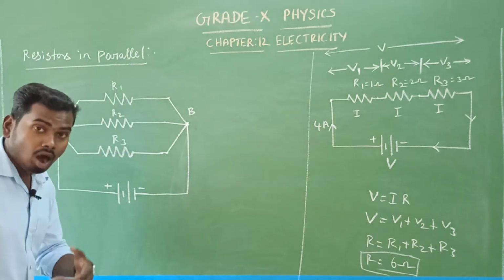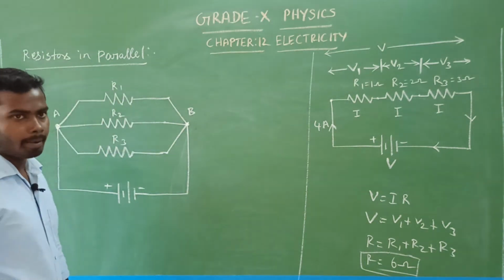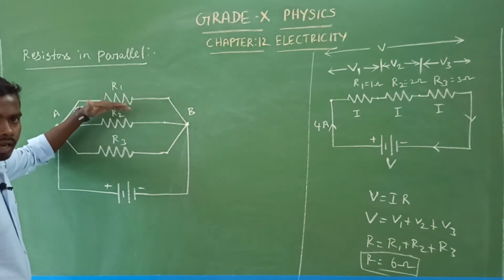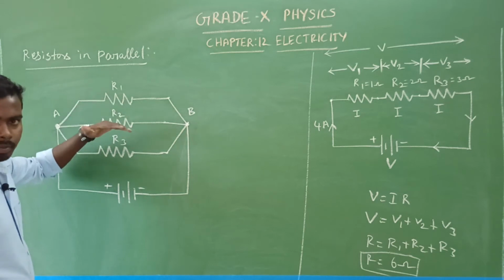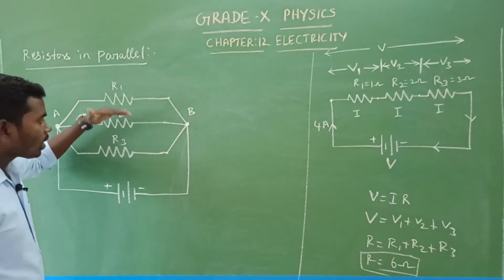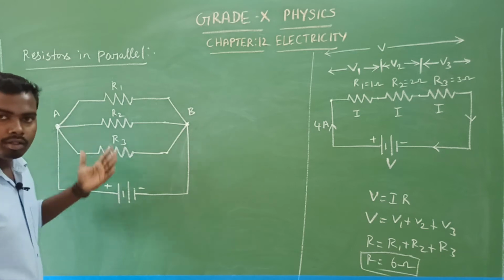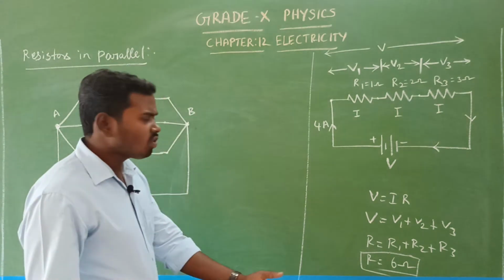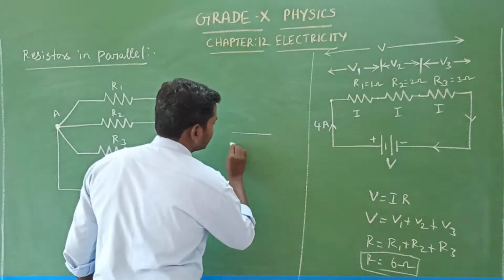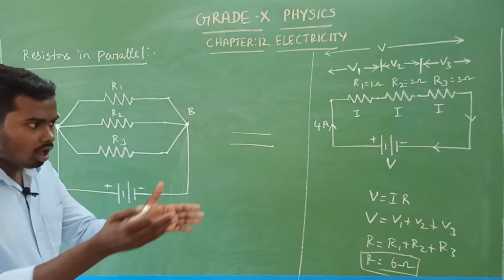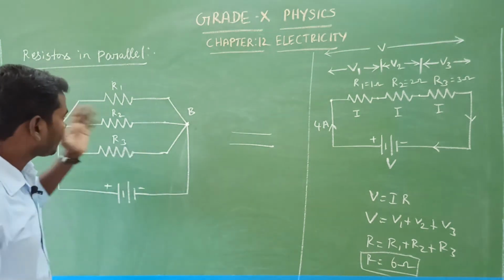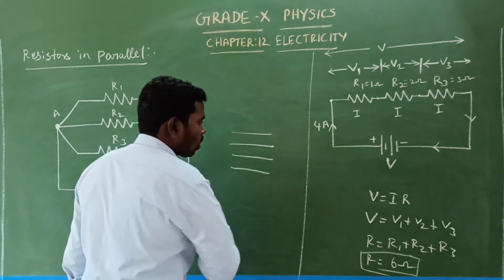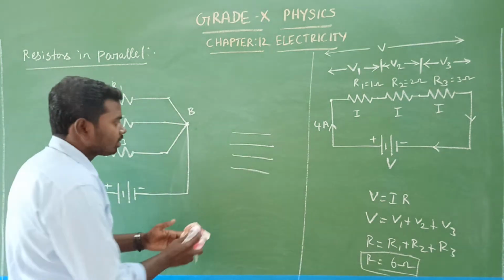Very easy one. Or in other words, we can say when the resistors are connected one below one, then the resistor combination is said to be in parallel. Generally, what is the meaning of the word parallel? Parallel means two lines are horizontal. So here also two lines are placed one below one. So this is a parallel combination.